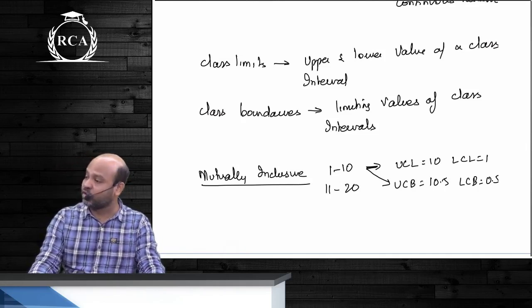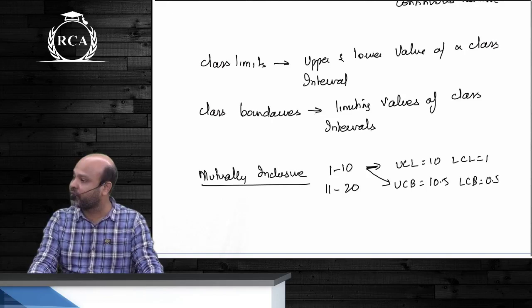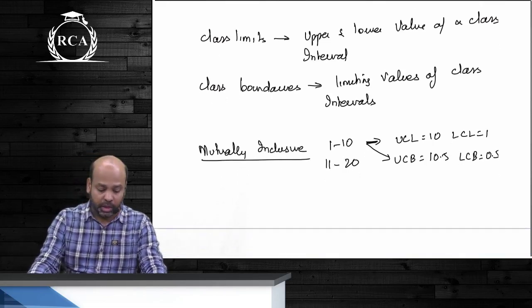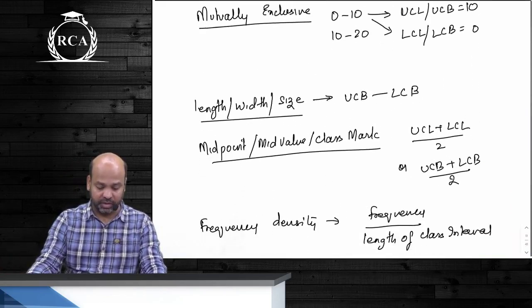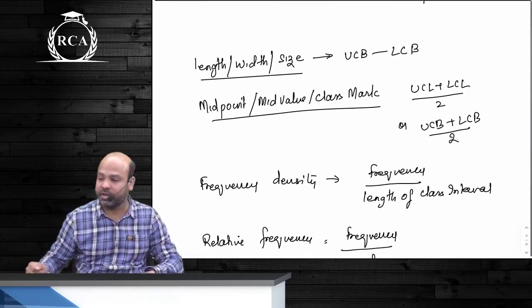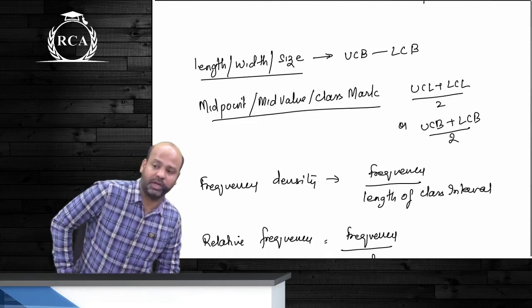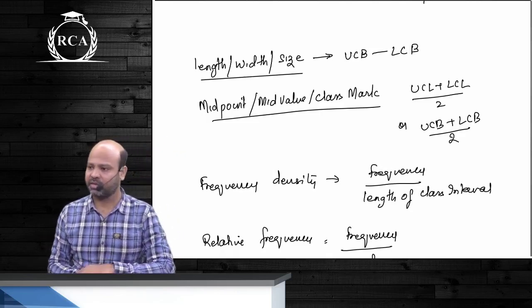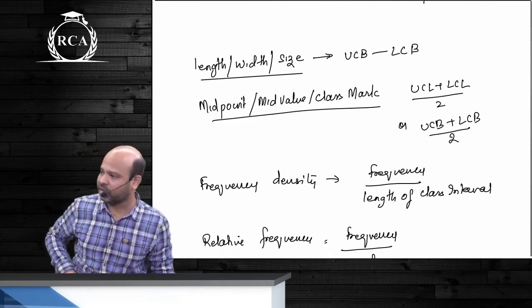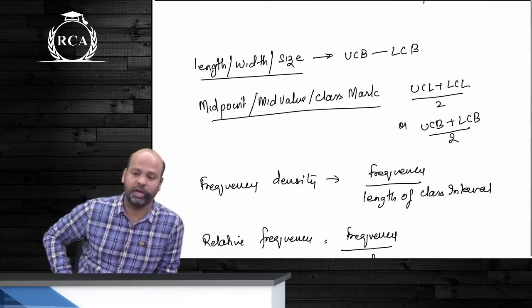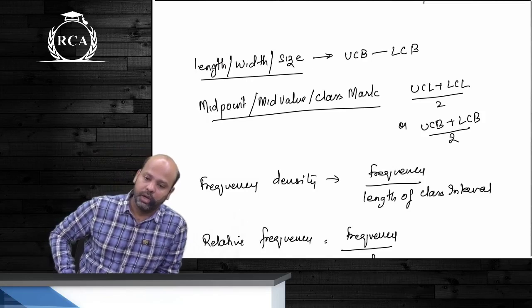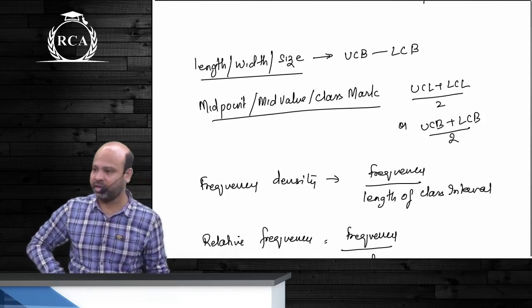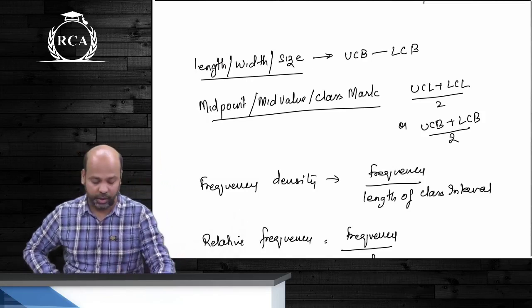For a mutually exclusive classification, there is no difference between limits and boundaries. They're all the same. After that, the length or width or size of a class interval is nothing but the total number of values that can come in a specific class interval. So the size of the class interval should be written as upper class boundary minus lower class boundary. Never take the difference in limits, always take the difference in boundaries only.